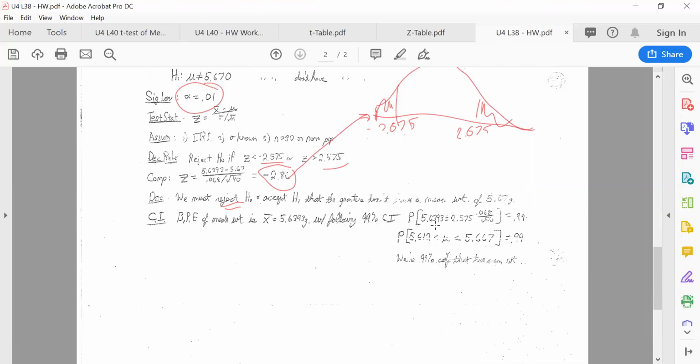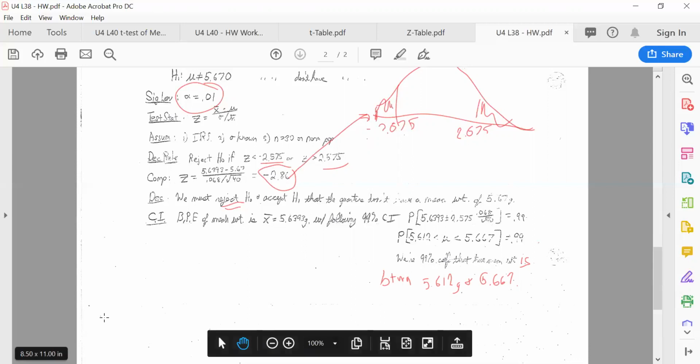So I took 5.6393, and I was a little lazy here. I just did plus or minus 2.575 times the sigma over root n, 0.068 over root 40. And I got from 5.612 to 5.667. I was a little lazy with my verbal. So we are 99% confident that the true mean weight is between 5.612 grams and 5.667 grams. And I don't have to say what the best point estimate is, because I already did that right here.